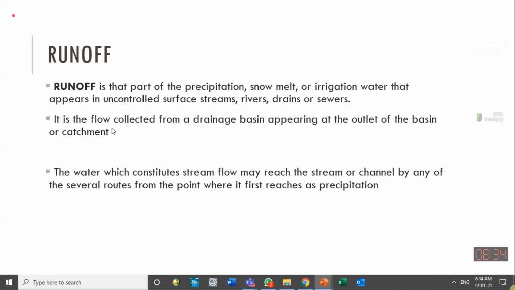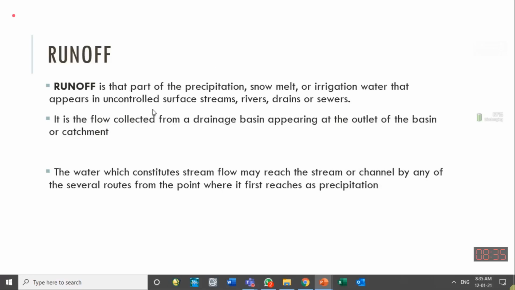Okay, so one definition of runoff is flow collected from a drainage basin, appearing at the outlet of the basin or catchment. So basin, catchment, watershed, these are nearly the same words, with very minute difference. Basin is usually that catchment area which is connected with a certain permanent water body like the sea or a big reservoir. So that we call a basin. Although it is a watershed, it is all that area which is contributing water, but the outlet of that is at the sea or some big water body.